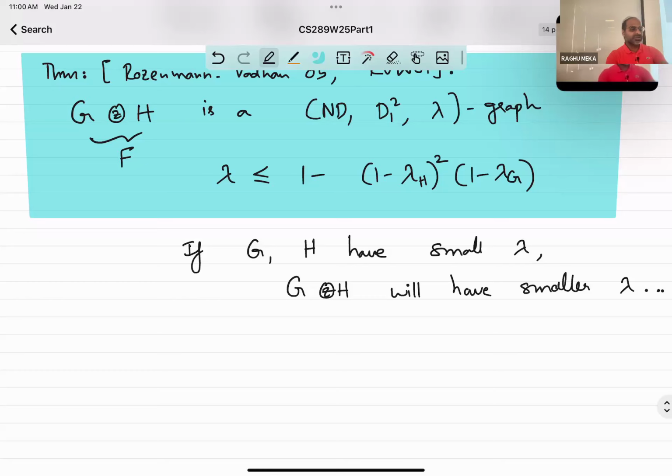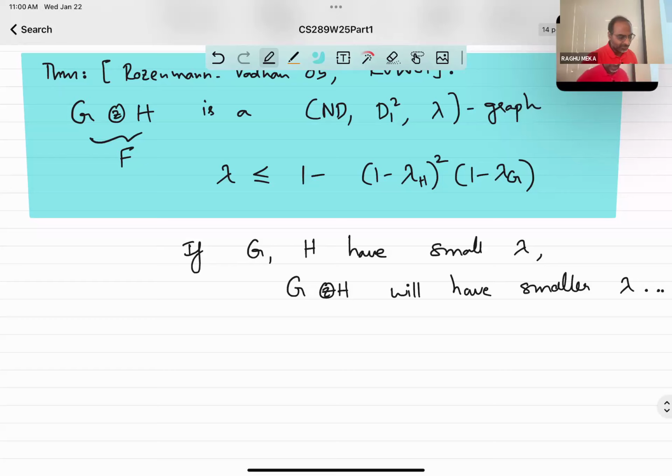But as I said, for now, just think that it helps us control lambda in a nice way while not paying something which depends on the degree of G in the new graph. It only depends on the degree of H and not on the degree of G. Okay.